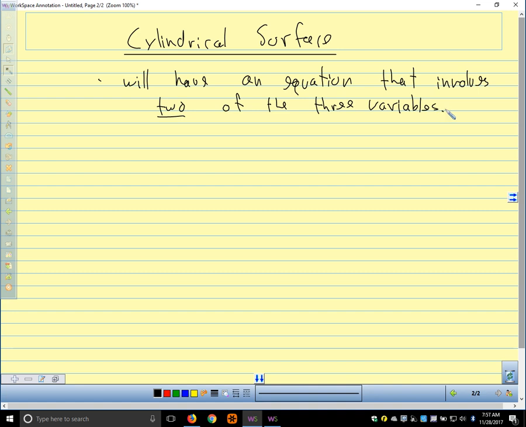And I guess to be completely accurate, we should say a nonlinear equation. Because if we have a linear equation with just two variables, we're talking about a plane. So we're going to have some kind of equation, not a linear equation, that involves only two of the three variables. The graph of the equation in a plane is called the generating curve.